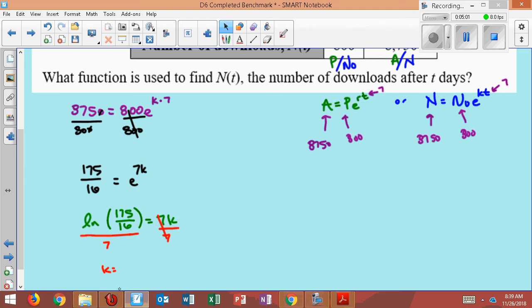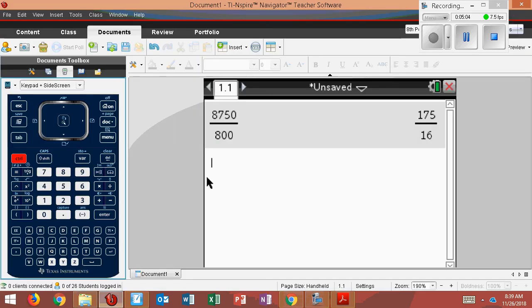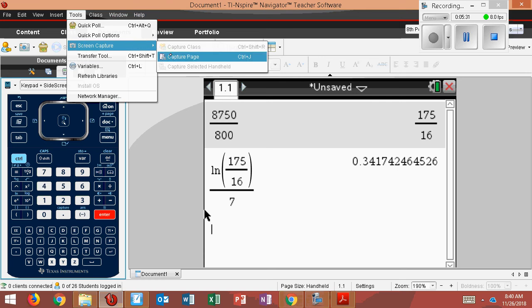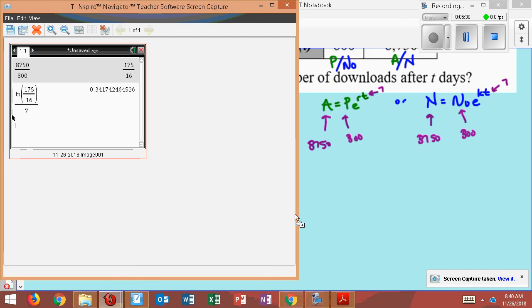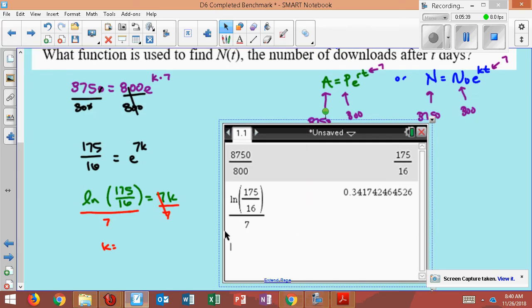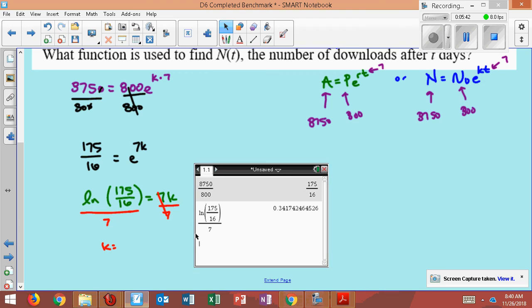So let's go to the calculator and see what it says. Come over here and I say the natural log, control e to the power of x, that's the natural log, that has a base e there, of 175 over 16, and then we divide all of this by 7, like that. Press enter, this is the value of k. So I'm going to just take this over, so I don't have to look back again. There it is.